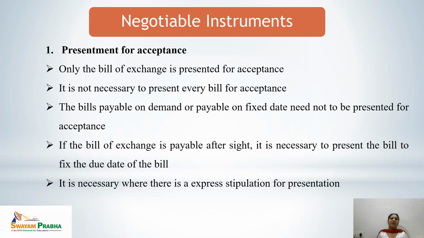First one is presentment for acceptance. Only the bill of exchange is presented for acceptance. No promissory note, no check is presented for acceptance. This is possible only in case of bill of exchange. It is also not necessary to present every bill for acceptance. The bills payable on demand or payable on a fixed date need not be presented. Those kinds of bills of exchange are not to be presented for acceptance.